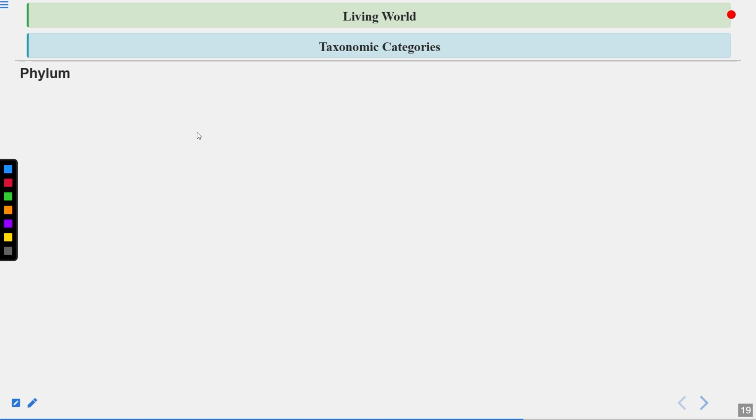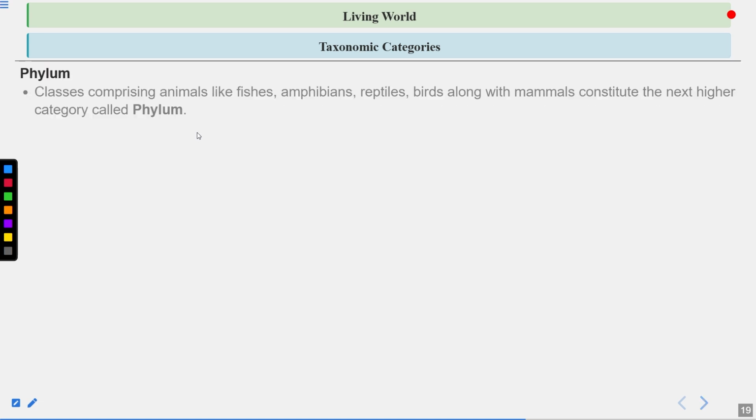Let's talk about the phylum now. Classes comprising animals like fishes, amphibians, reptiles, birds, along with mammals constitute the next higher category called the phylum. So, phylum is again a very broad category. The phylum is an assemblage of classes. It is at a higher level, a higher category as compared to the class. So, a phylum includes various classes.